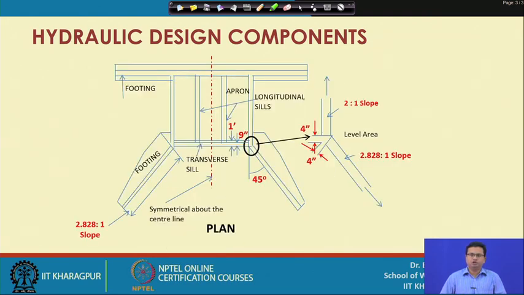This figure shows the top view of the drop structure. You can see the wing walls are provided at 45 degrees from the vertical, and these have a slope of 2.828:1, and other dimensions are given in this figure.